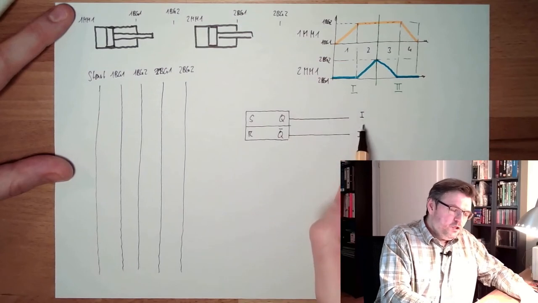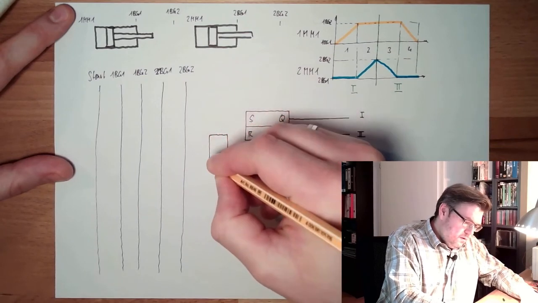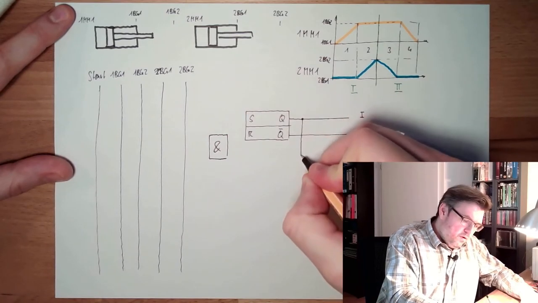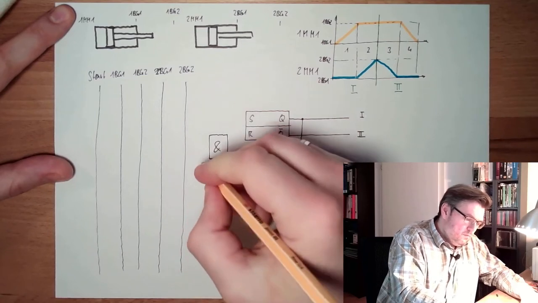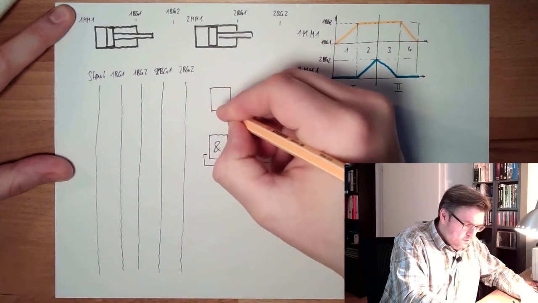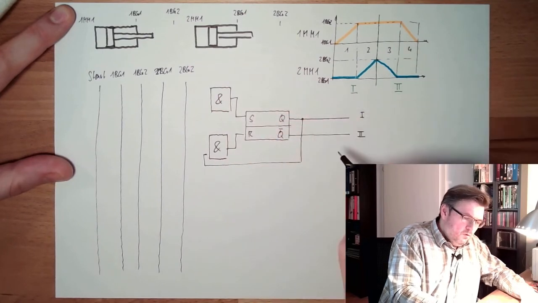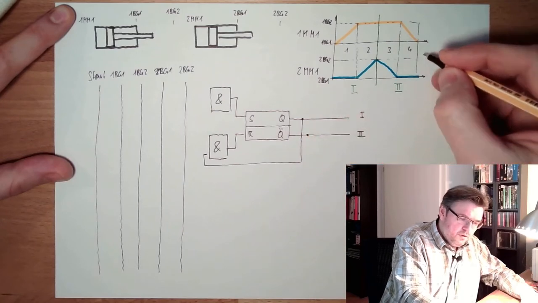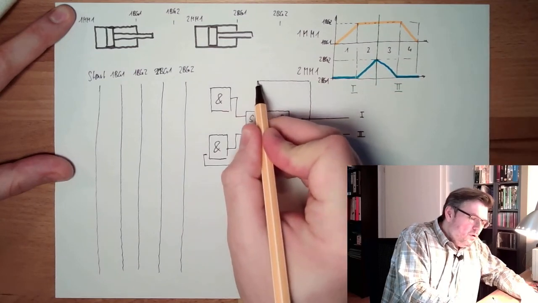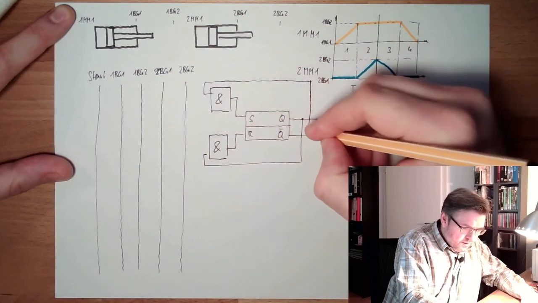When do I have to switch to area 2? Make an AND here. To switch to area 2, I have to be in area 1. I hope this is clear. I will make also an AND here. To switch back to area 1, I must be in area 2. I hope this is also clear. So these are now the two things.